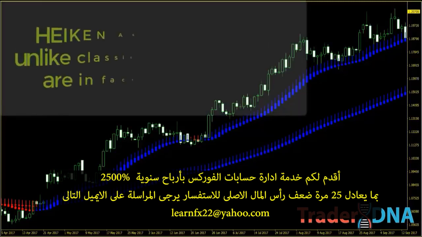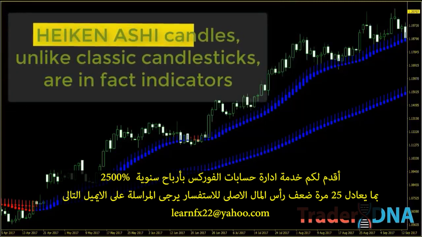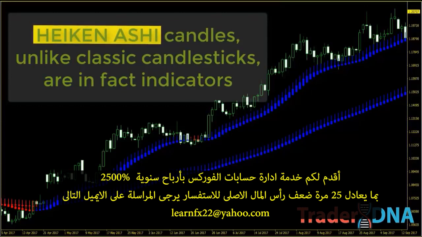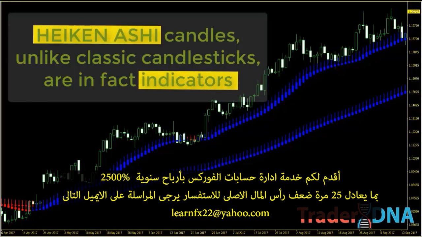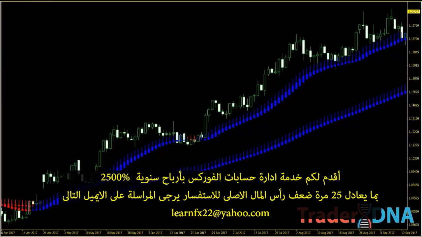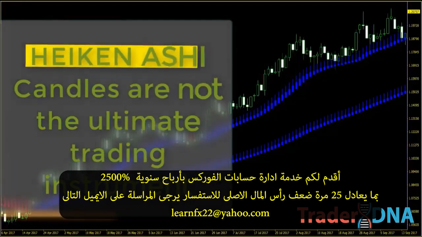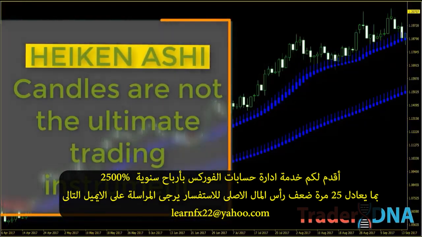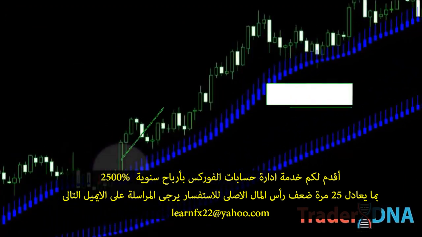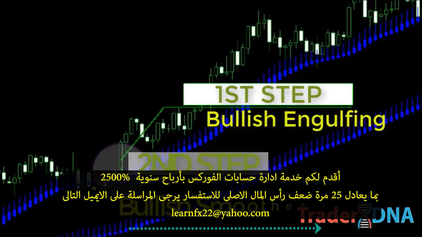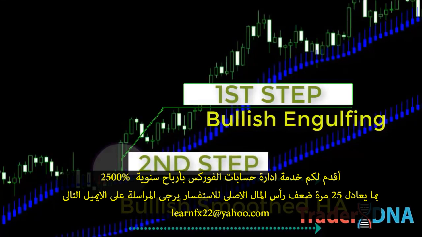Despite the simplicity of the Heikin approach, you must be aware that Heikin candles, unlike classic candlesticks, are in fact indicators. This is due to the construction of Heikin candles, in which the current and previous periods are always considered. So the Heikin candles are not the ultimate trading instrument. That's why the combination between classic candlesticks and Heikin represents a better and safer approach to trade. You analyze the markets on the classic candlestick chart, and you apply the smoothed Heikin to filter against false signals and background noise.